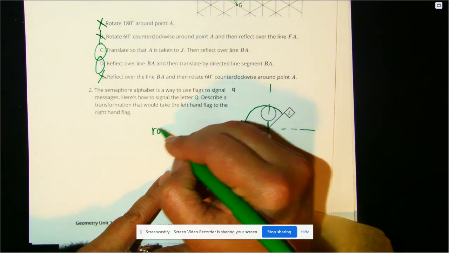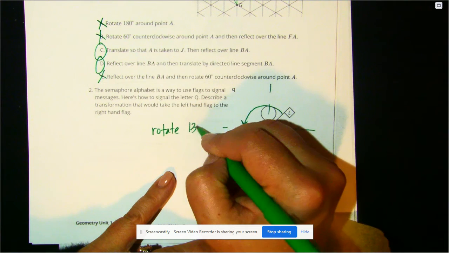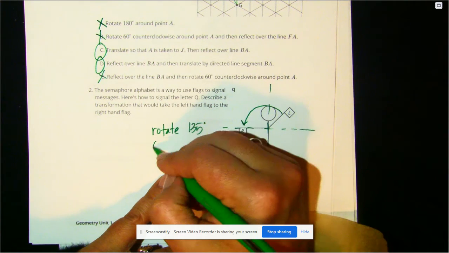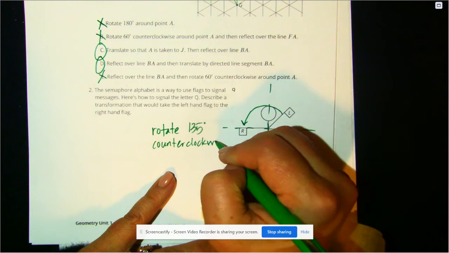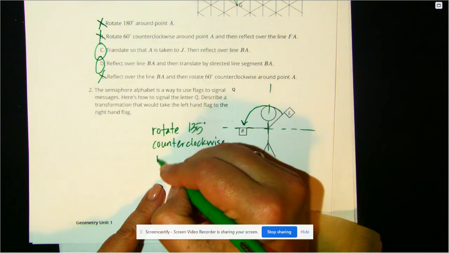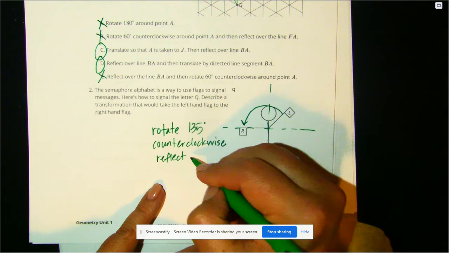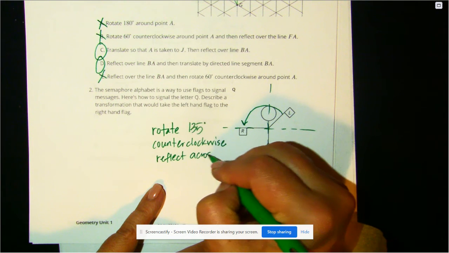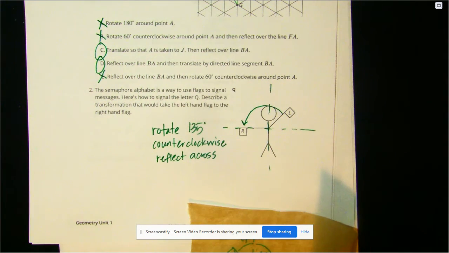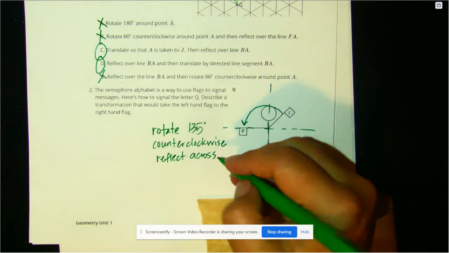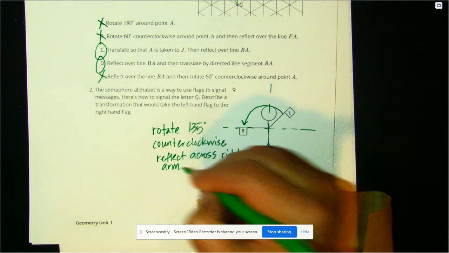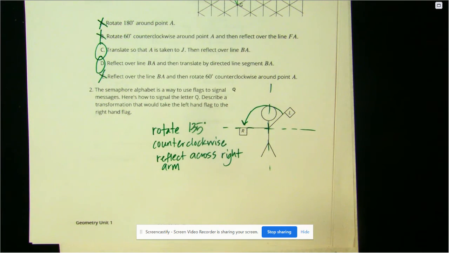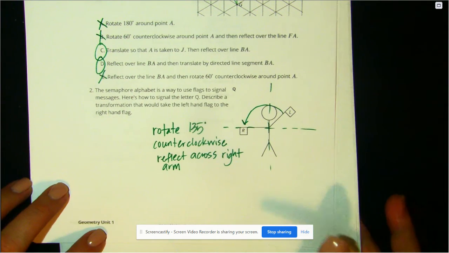So we're going to rotate 135 degrees counterclockwise, and then reflect across the right arm. All right, here we go.